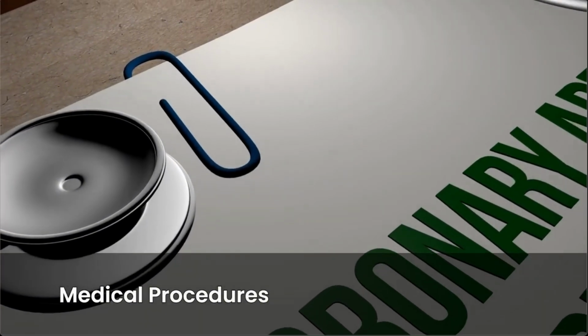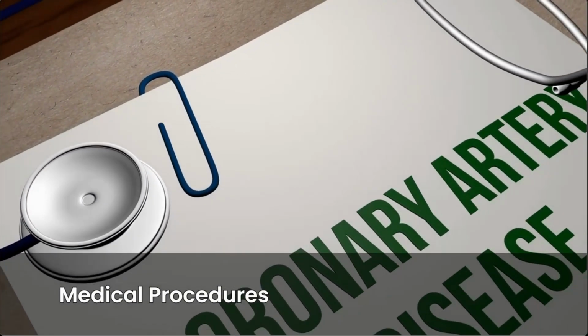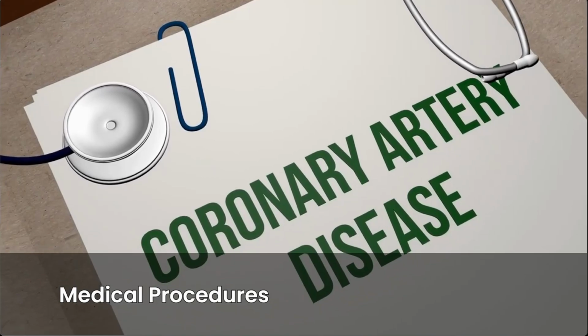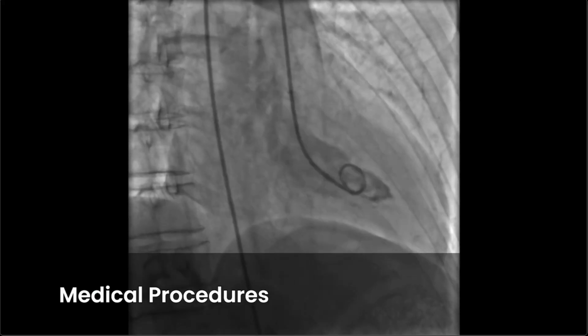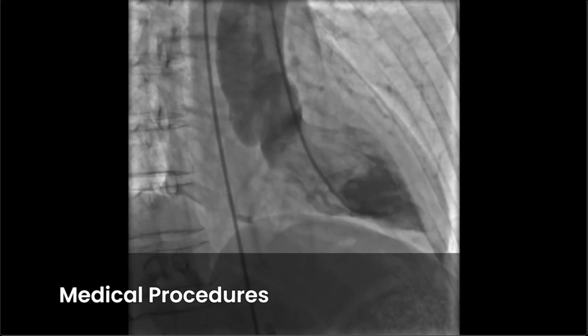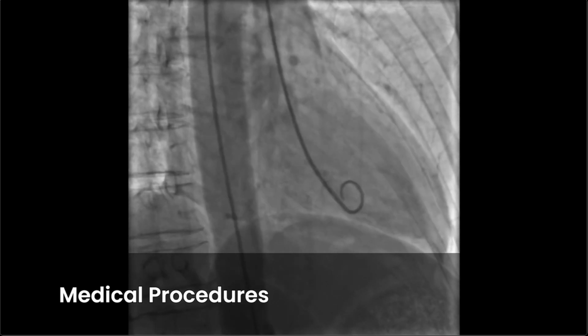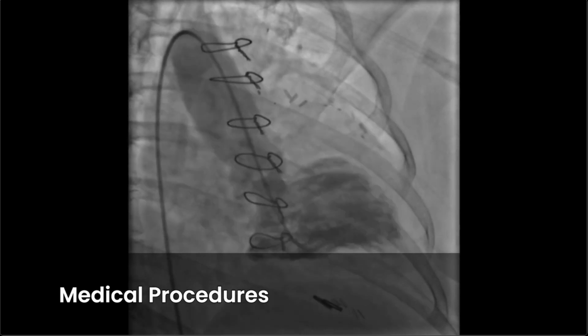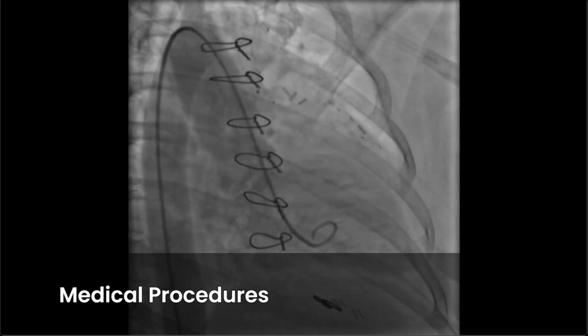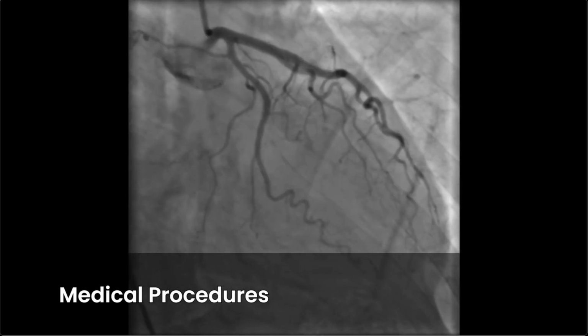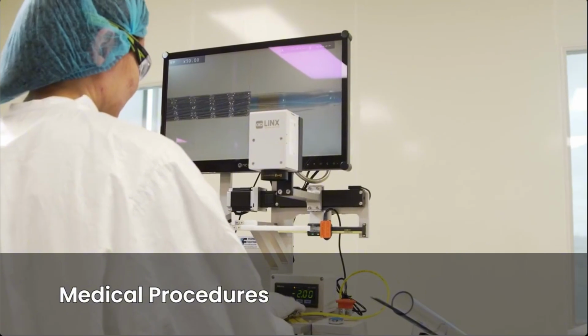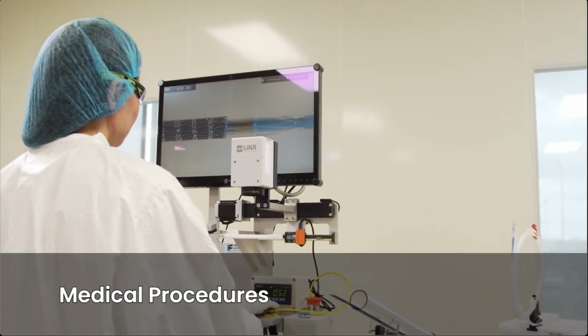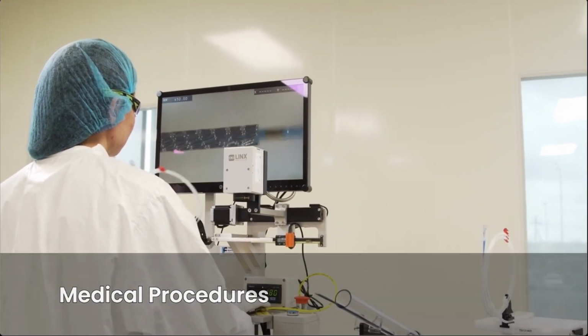In more severe cases, or when blockages are significant, medical procedures may be necessary to restore blood flow. Angioplasty is a common procedure where a thin tube with a balloon is inserted into the blocked artery. The balloon is inflated to push the plaque against the artery wall and open it up. Often, a small mesh tube called a stent is left in place to keep the artery open.